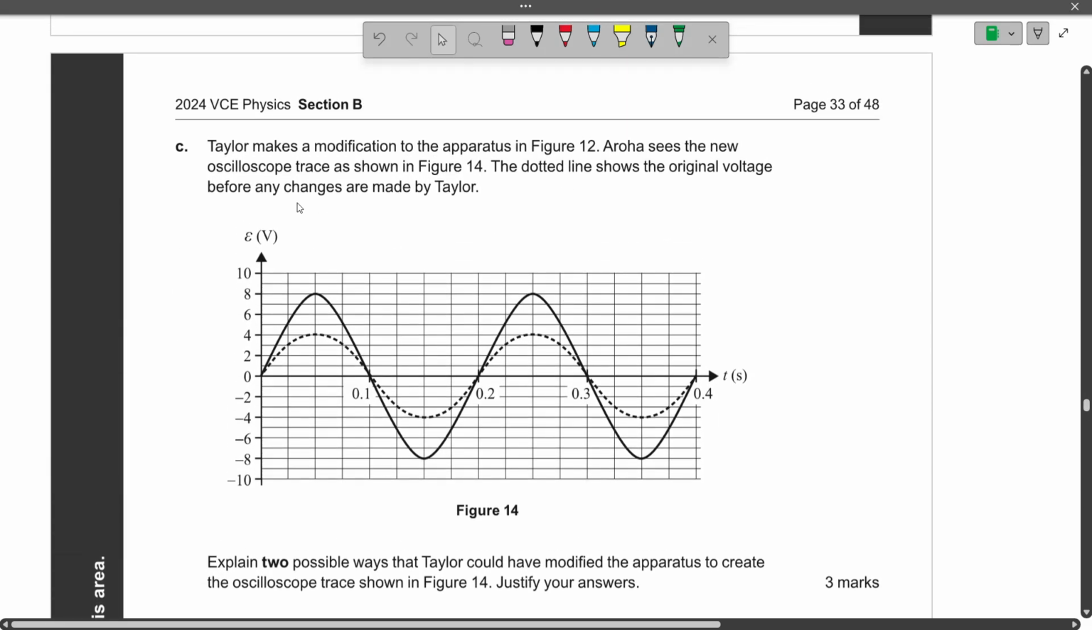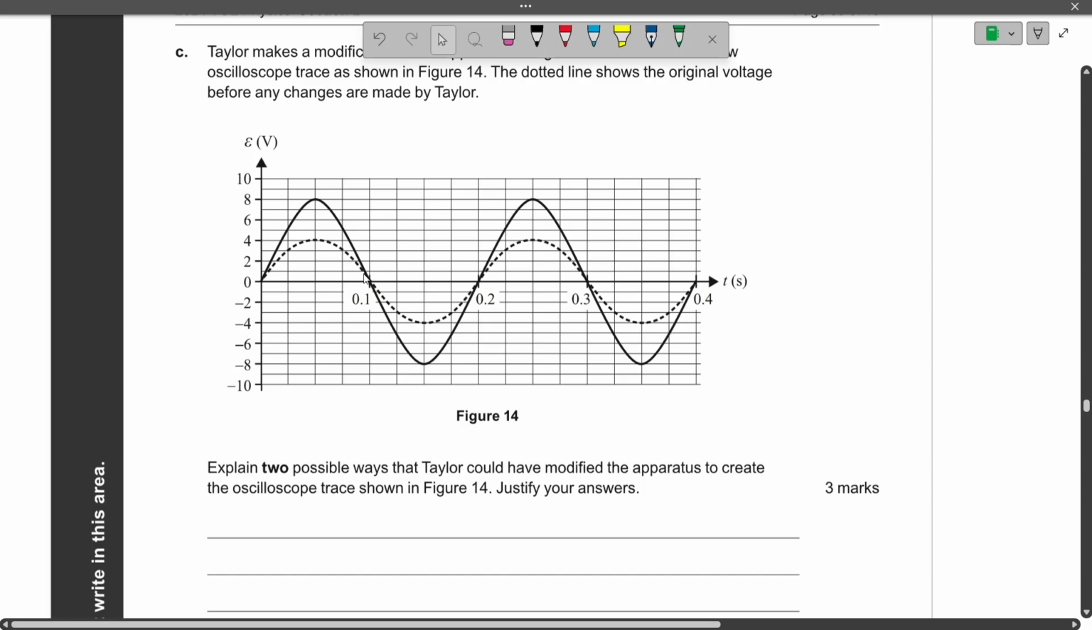Part C. Taylor makes a modification to the apparatus in Figure 12. Aroha sees the new oscilloscope trace as shown in Figure 14. The dotted line shows the original voltage before any changes are made by Taylor. Explain two possible ways that Taylor could have modified the apparatus to create the oscilloscope trace shown in Figure 14. Justify your answers. So what's different? Here's our dotted line, that's the original. It has a peak to peak, or amplitude of 4, let's say. The new graph has an amplitude of 8. Still seems to have the same period.